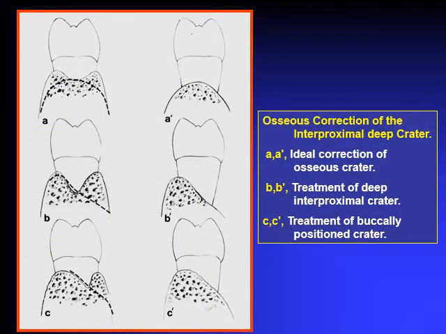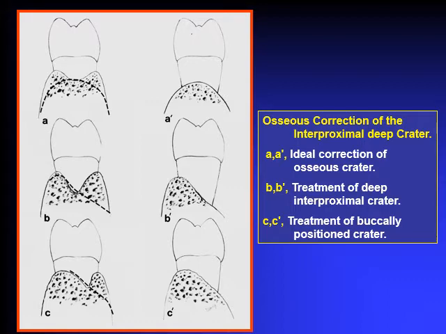This is also a correction of the interproximal deep crater. See, this is a deep crater. In A dash, this is the form of the deep interdental crater, and in A dash, this is the ideal correction. We remove the buccal and lingual bone of the crater.